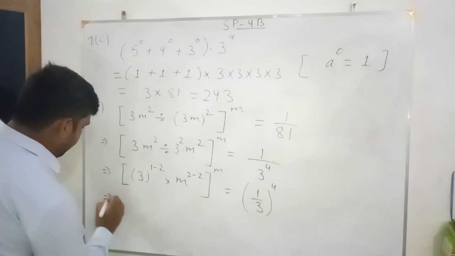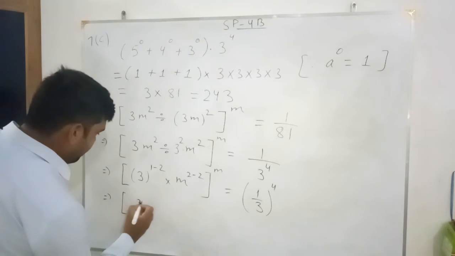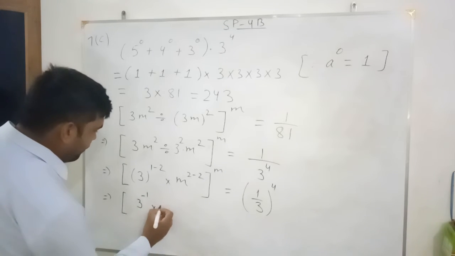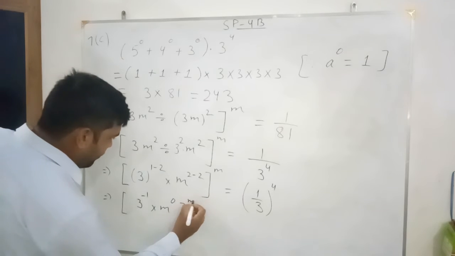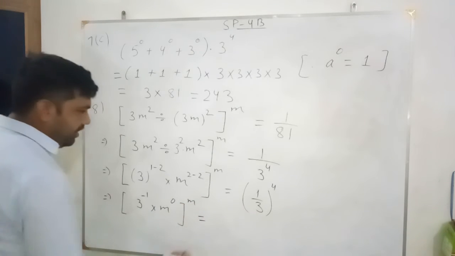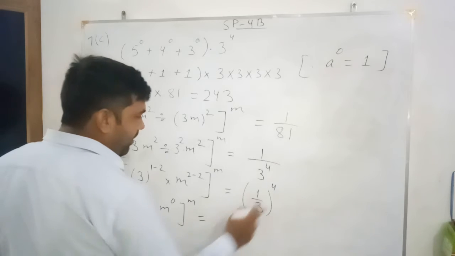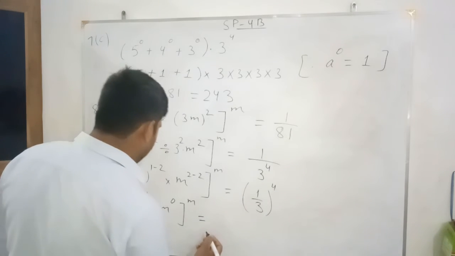Now in the next line, 3 to the power minus 1 multiply m to the power 0. What we got? m to the power 0 and whole to the power m equals to this. If you make the base reciprocal, the power will be negative, so we are going to make the base reciprocal.